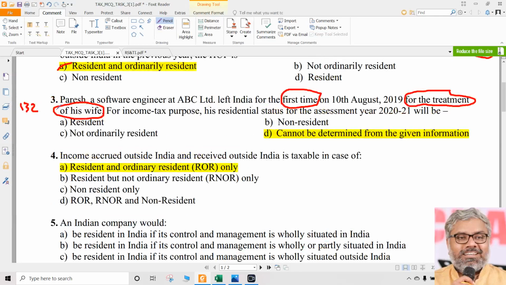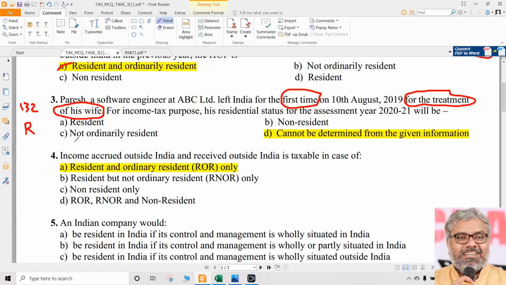So now the question comes, did he stay in India 182 days or more? No. So basic condition number 1 is not satisfied. Should we check the second condition or not is another question. We should. Why? Because he didn't leave India for employment. He left India for the treatment of his wife. So definitely the second condition will apply. Second condition applies means the person who has stayed for more than 60 days in India and more than 365 days in the 4 years immediately preceding the previous year. Did he do that? Yes.